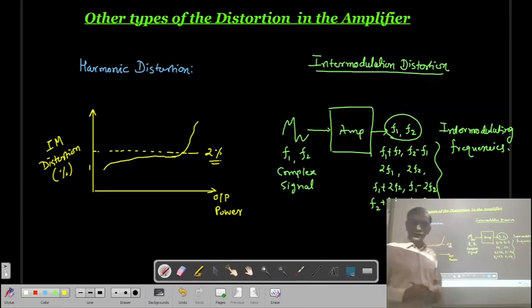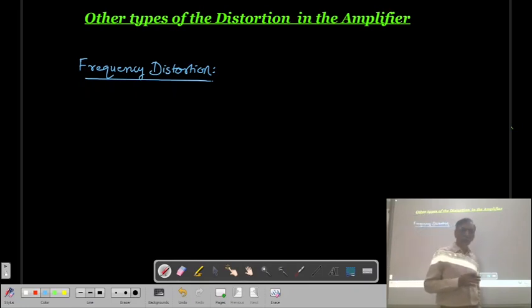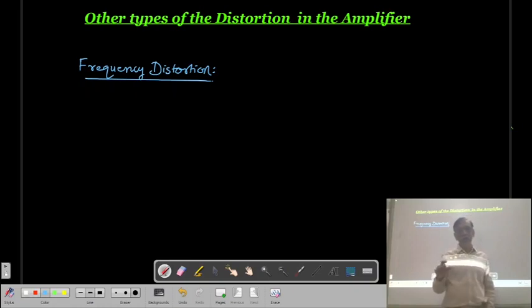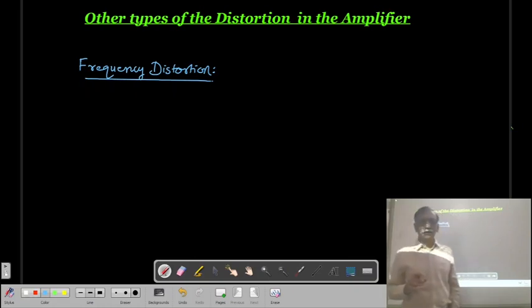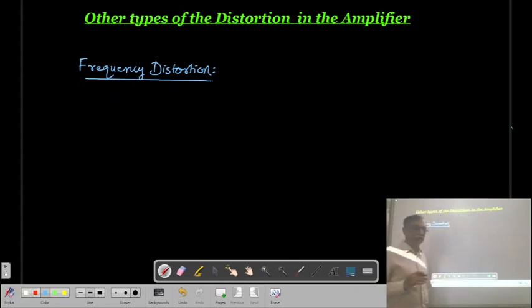Now let us see another type of distortion in the amplifier, which is called frequency distortion. So what is frequency distortion? Normally the amplifier should give an equal response to all frequencies. Means if I apply a lower frequency or a higher frequency, for all types of frequency the gain of the amplifier must be constant. But in practice, the amplifier is not giving an equal response to all frequencies, and that is known as frequency distortion.